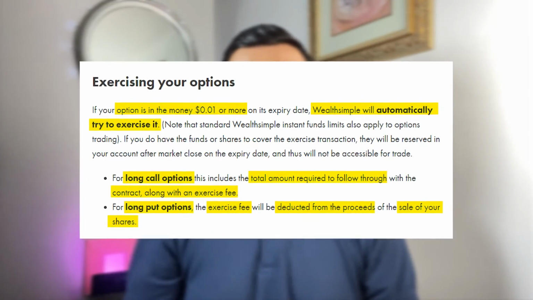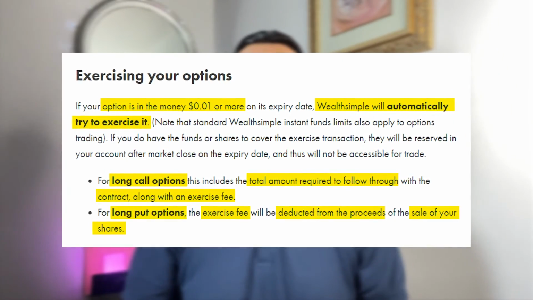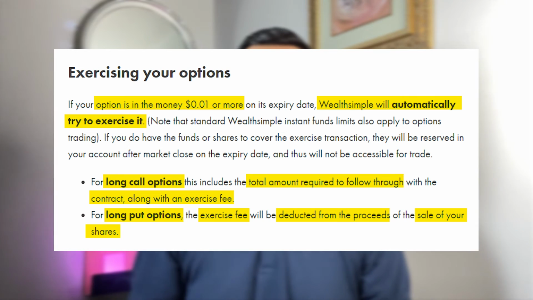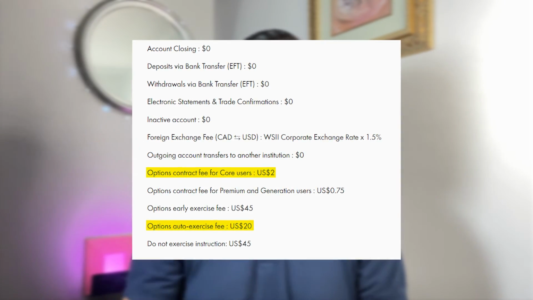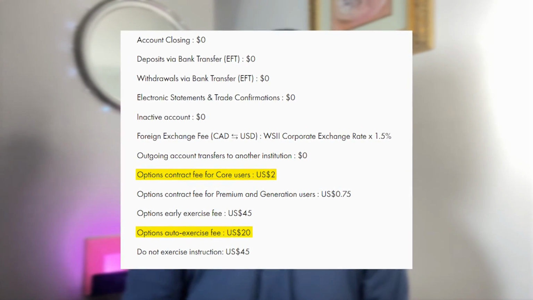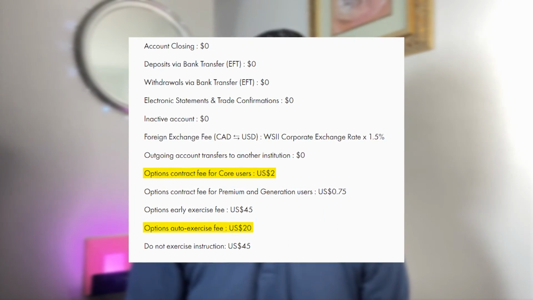So on Wealthsimple Trade, if you have enough money to cover the expenses to buy the 100 stocks, then the automatic exercising will happen after the expiration date. Just keep in mind that Wealthsimple Trade charges $20 for that automatic exercising. Apart from that, Wealthsimple charges $2 for each contract buying and selling.